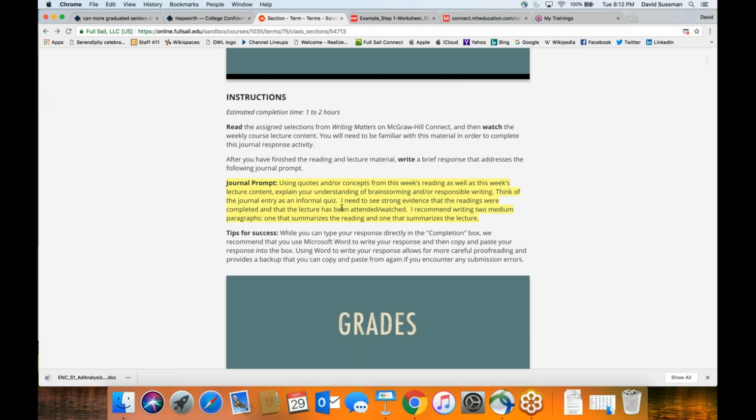Then this is the important stuff. Think of the journal entries as an informal quiz. I need to see strong evidence that the readings were completed and that the lecture was attended and watched. And yes, I know some of you are in attendance right now, but maybe I forget. I recommend writing two medium paragraphs, one that summarizes the reading and one that summarizes the lecture.